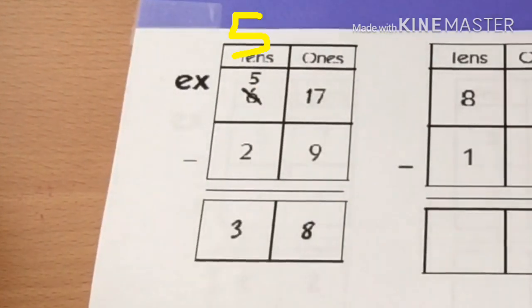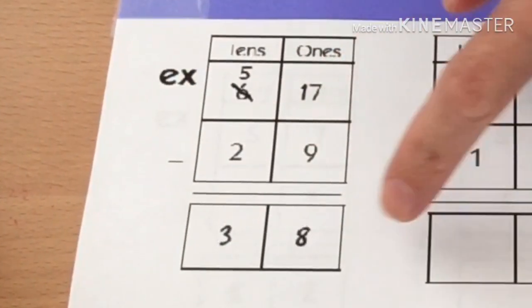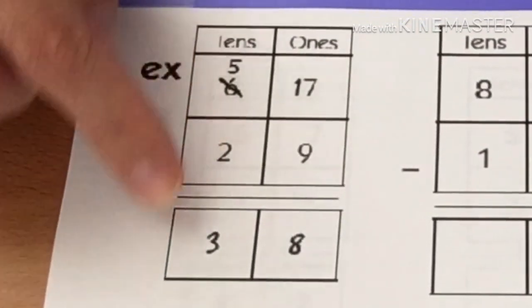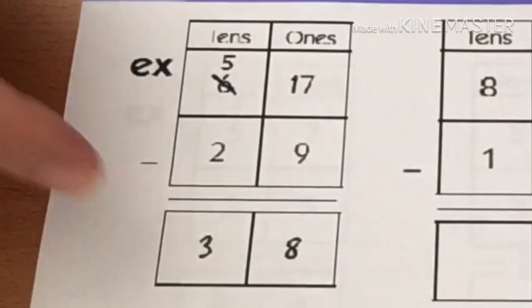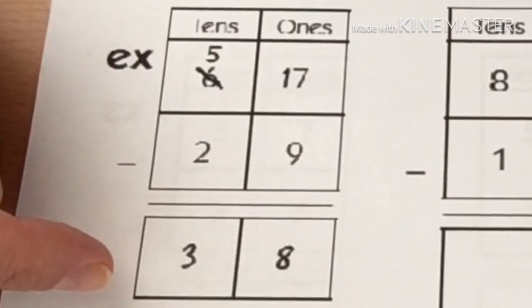So now you are ready to subtract. 17 minus 9 equals 8, and 5 minus 2 equals 3. So the difference, or the answer for the subtraction, is 38. So that's it. That's the lesson for day 3. It's the addition and subtraction standard algorithm, or vertical way, that we call in class.